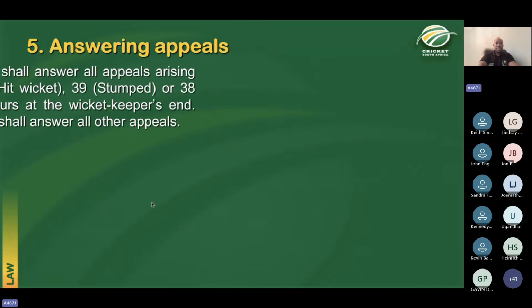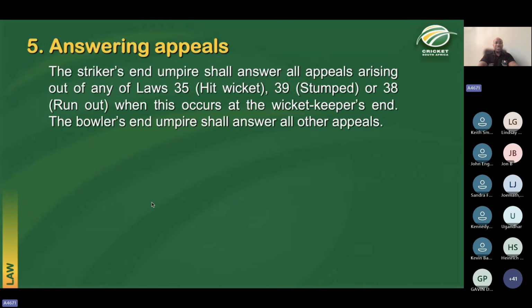Who answers which appeals? Law tells us that the striker's end umpire shall answer all appeals for hit wicket. He or she shall answer all appeals for stumpings, and he or she shall answer the appeal for run out at the wicket keeper's end. So out of the 9 modes of dismissals, the striker's end umpire only answers 2.5 appeals.